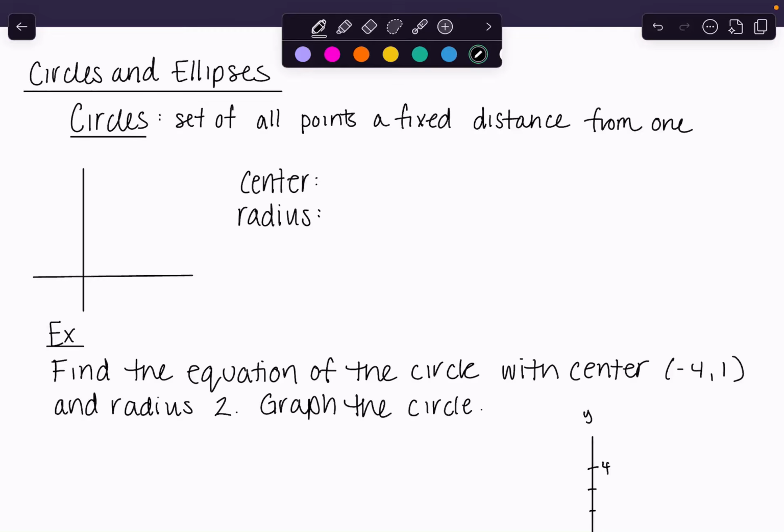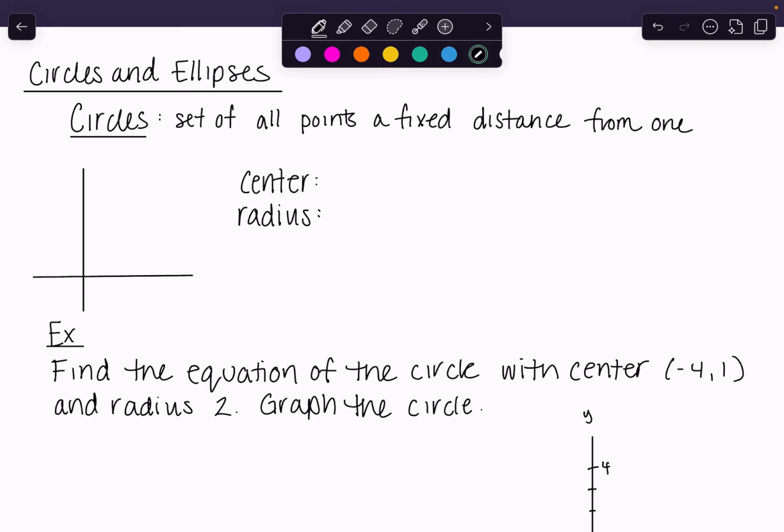In this section, we're going to talk about circles and ellipses. Circles are something you've already seen before, and an ellipse is just a more generalized version. So it's kind of like all squares are rectangles, but not all rectangles are squares. Kind of the same idea here. All circles are technically ellipses, but an ellipse doesn't necessarily mean you have a circle, okay?